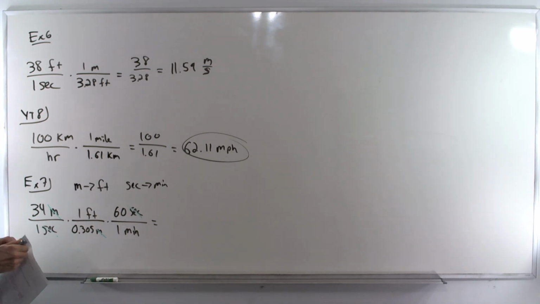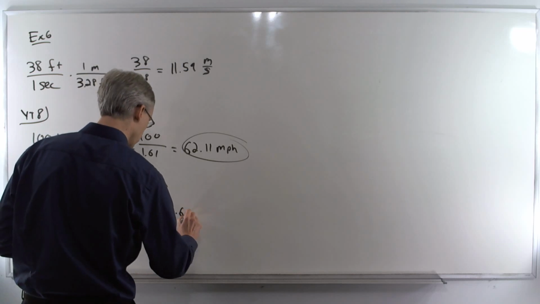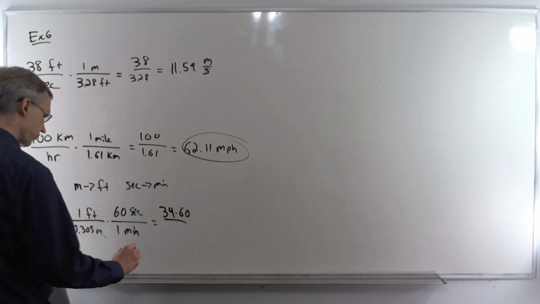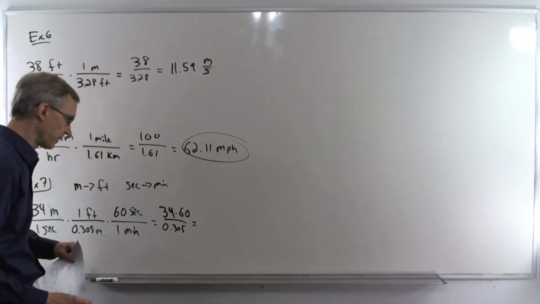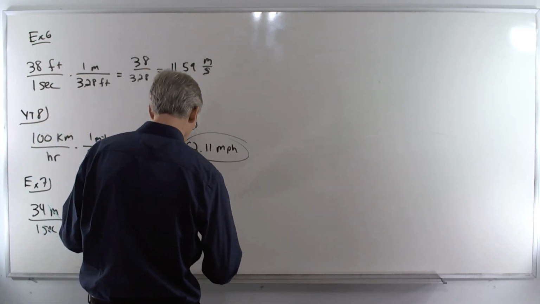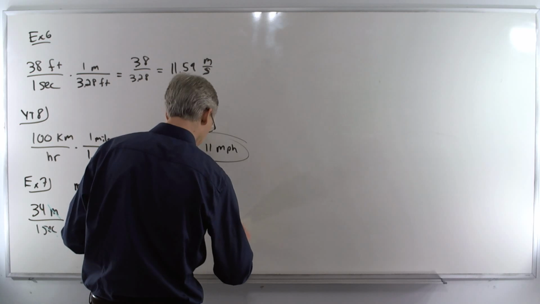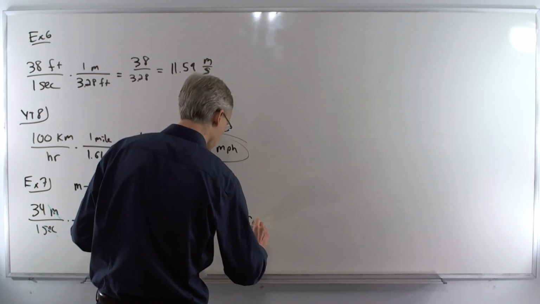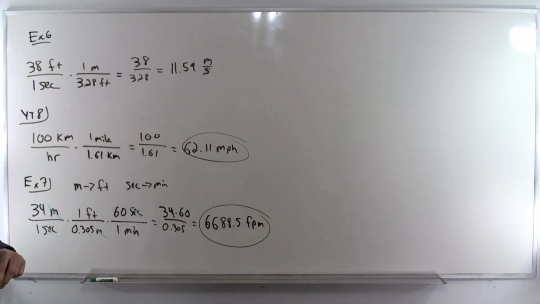So on top, 34 times 60. And on the bottom, we got 0.305. Multiply on the top, divide by the bottom, we get 6,680.5 feet per minute.